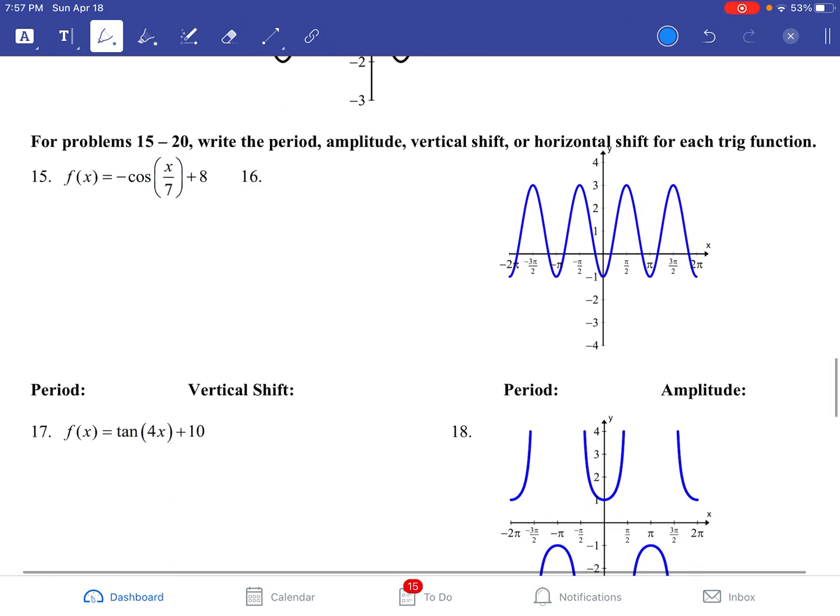For the next couple problems, we're going to look at what the equations are, or the graphs, and see if we can figure out what the periods, amplitudes, vertical shift, or horizontal shift are for each of these functions. So let's look at these.